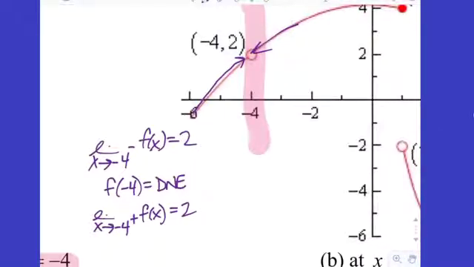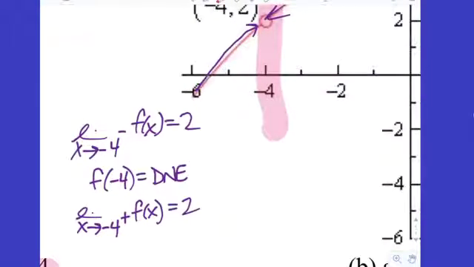All we would need to make this graph continuous is to have a bridge right there at negative 4, 2 to connect the 2 roads. And that's why this one is a removable point discontinuity. We can actually redefine removable point discontinuity in terms of a limit.